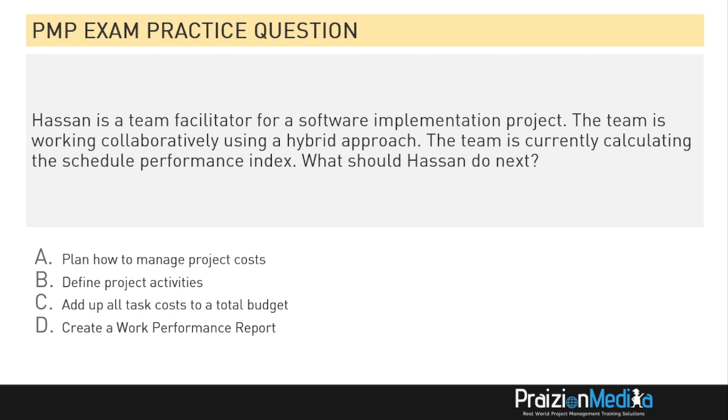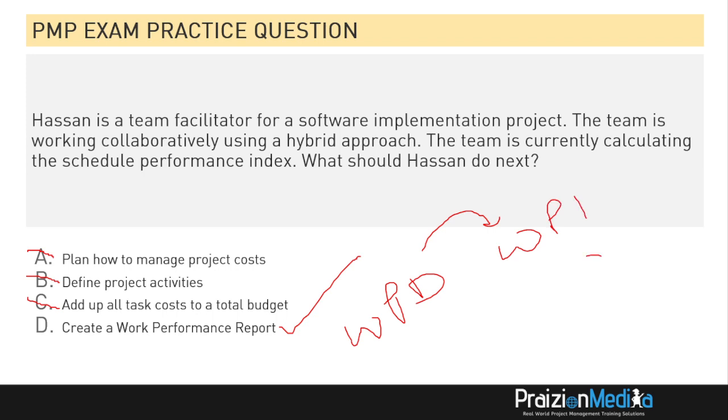Okay, so what Hassan should do next has to be something that Hassan hasn't already done. So plan how to manage cost is not it. Define project activities has been done. Add up all the task costs to a final total budget has been done. The best answer is going to be create a work performance report. Because remember, work performance data becomes work performance information, and that becomes a work performance report.